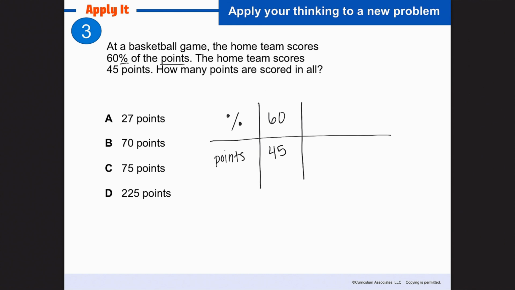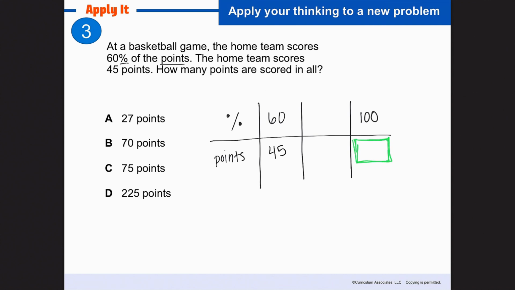So we're going to make our ratio table to have an open spot for where our friendly ratio would go. And then we're going to fill in 100% because that's the total amount. We want to get to the whole, right? So that means I'm trying to figure out points.